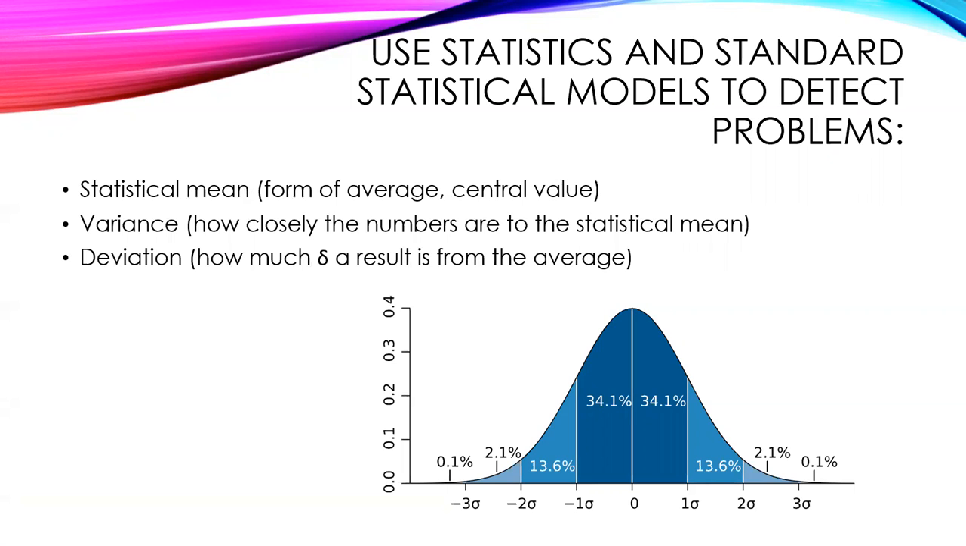Variance is how closely the numbers are to the statistical mean. Basically, is it a tall mountain like this, or is it a little flatter? Sometimes people are a little bit flatter. And deviation is how far away a point is from the mean.